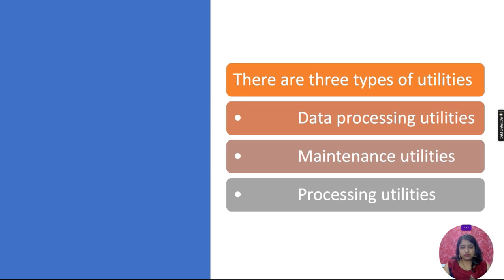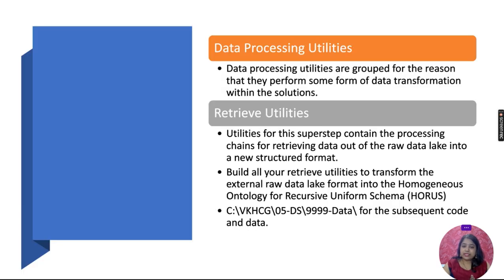There are three types of utility: data processing utility, data maintenance utility, and the processing utilities. So let's see one by one. First comes the data processing utility. They are grouped for the reason that they perform some form of data transformation within the solution, and that is why we call it data processing utilities.